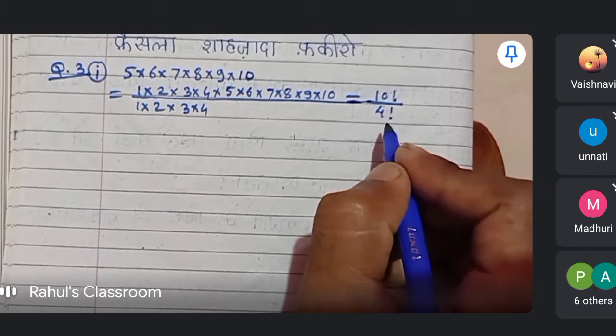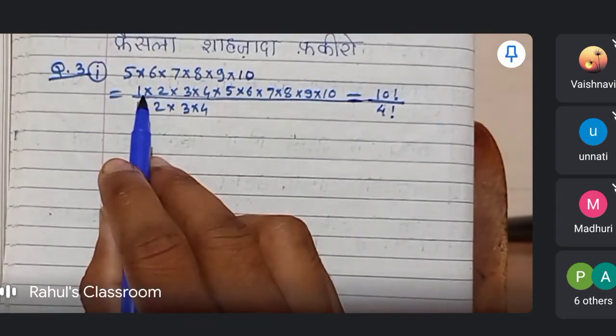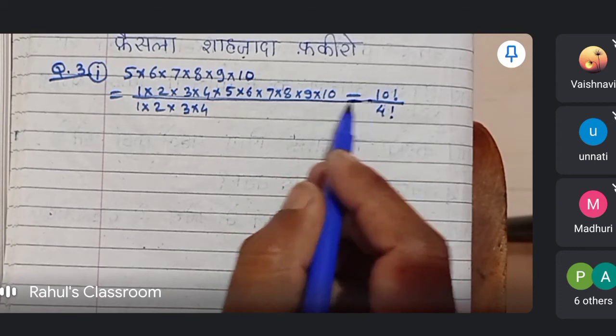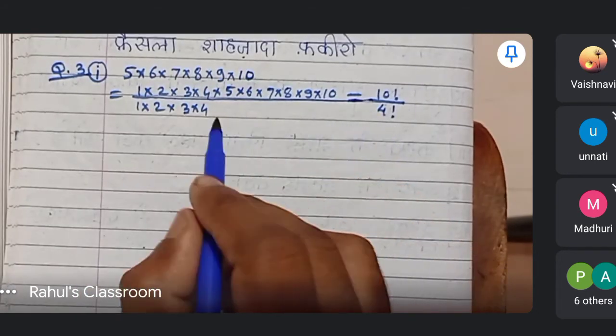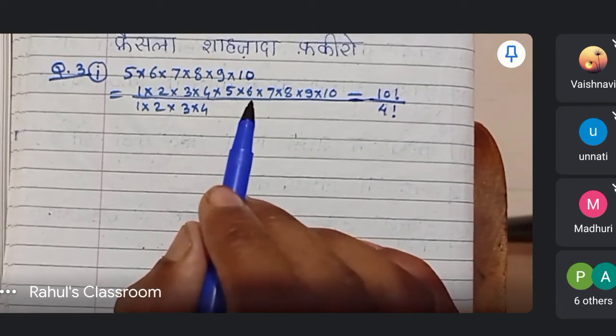The numerator becomes 10 factorial: 1 2 3 4 5 6 7 8 9 10, that is 10 factorial, and the denominator is 1 2 3 4, 4 factorial. In this way you can express it in factorial notation.